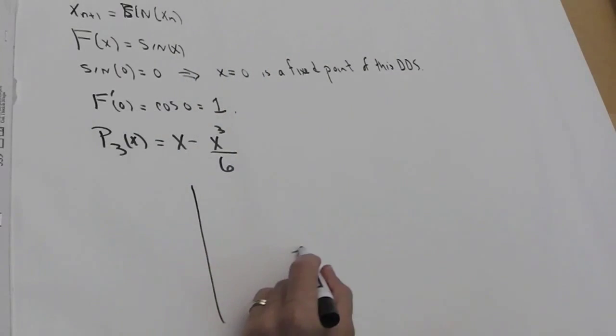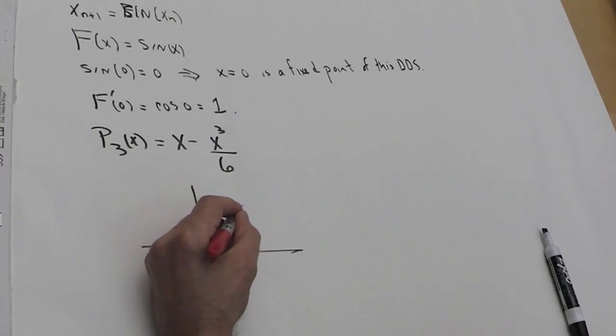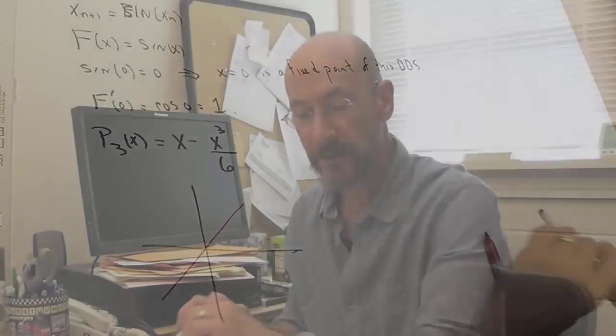So how can we use that information to help us figure out what the behavior of this DDS is near the fixed point at 0? Well, let's draw a picture. In our picture, we'll put the line y = x, with this diagonal red line. And now let's look at the graph of the third degree Taylor polynomial near 0. There are two cases to consider.